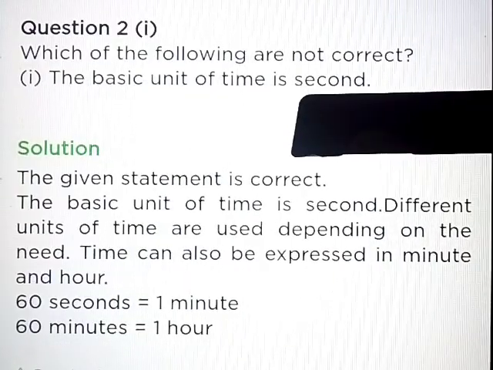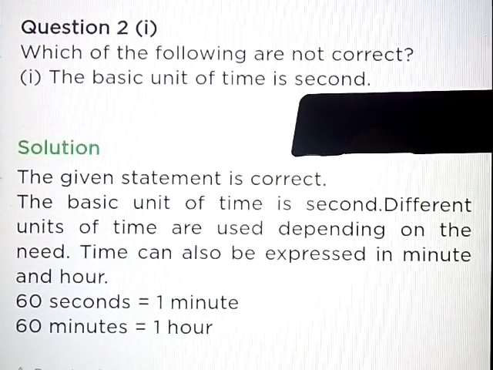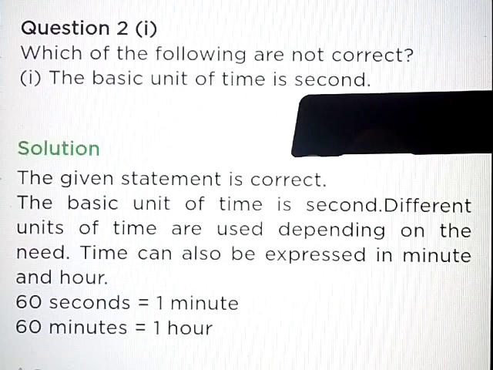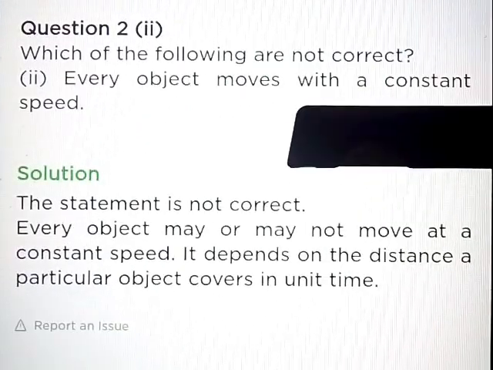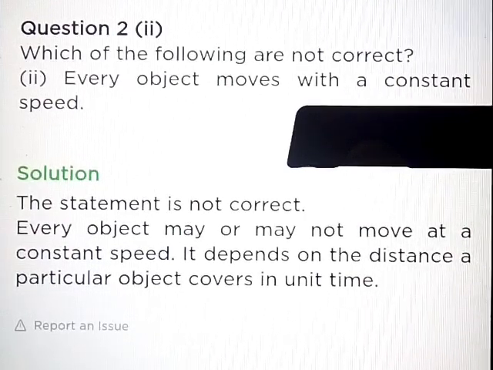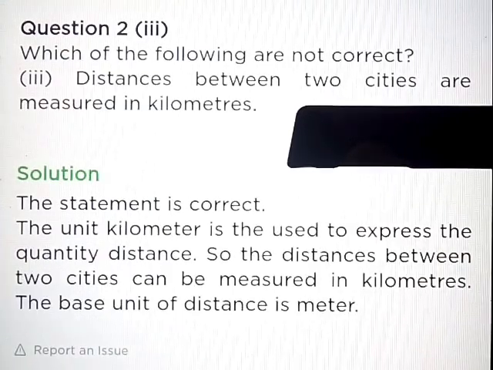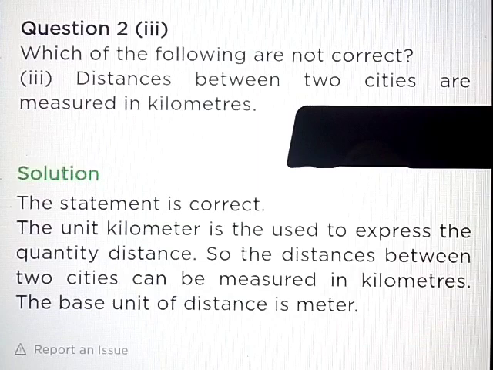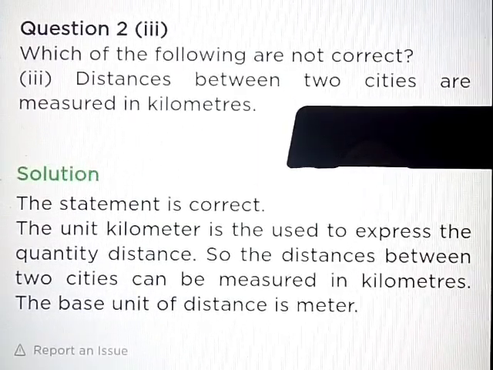Question number 2. Which of the following are not correct? First, the basic unit of time is second. Answer. The given statement is correct. Part B. Every object moves with a constant speed. The statement is not correct. C. Distances between two cities are measured in kilometers. Answer. The statement is correct.